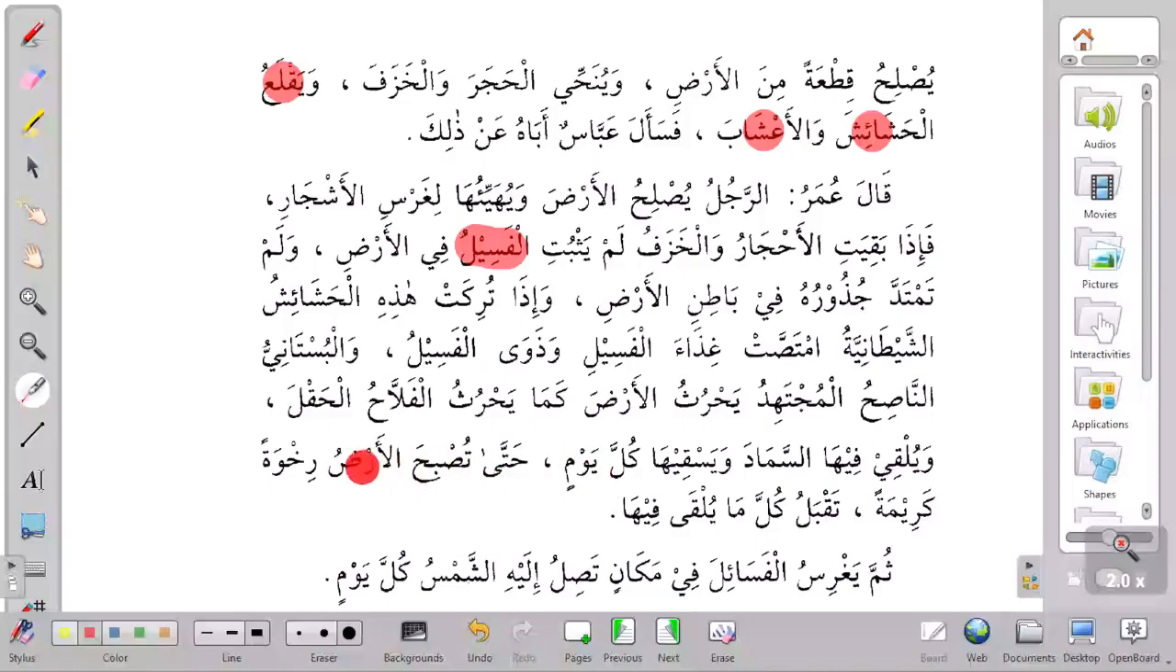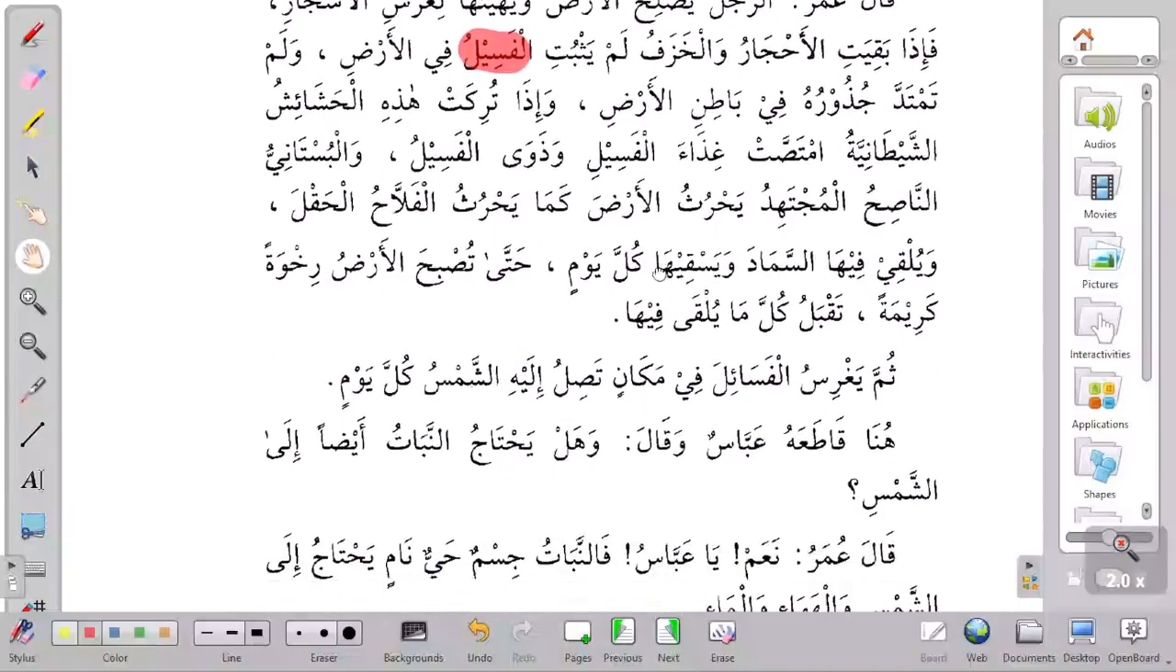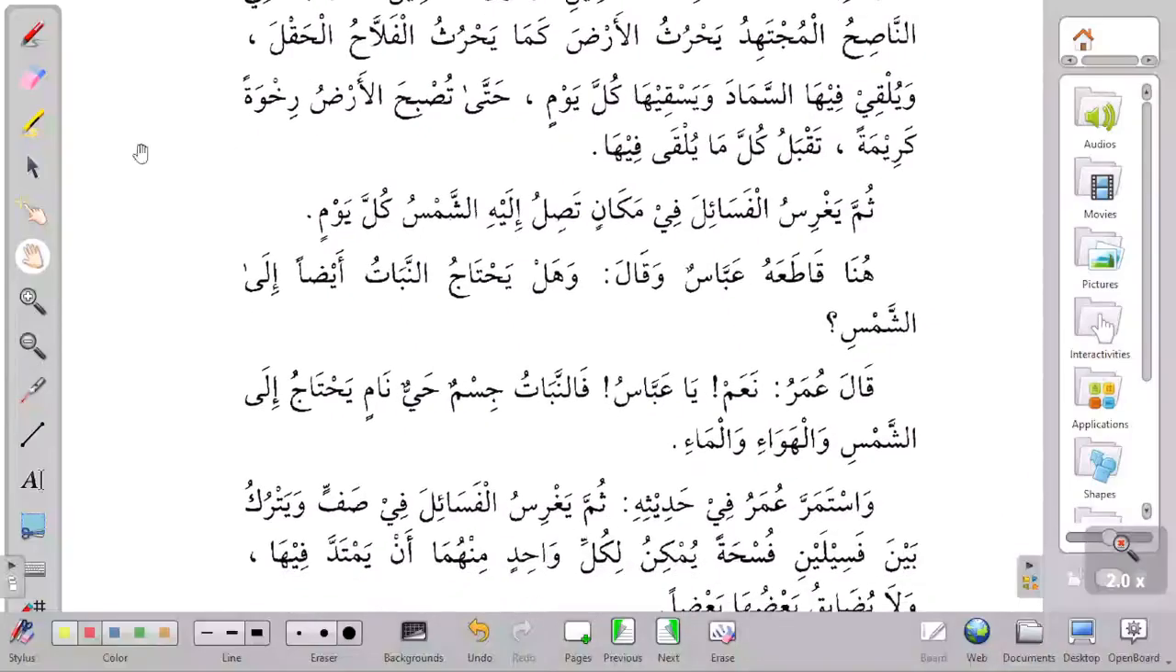حَتَّى تُصْبِحَ الْأَرْضَ رِحْوَةً كَرِيمَةً, until the earth becomes رِحْوَةً كَرِيمَةً. رِحْوَةً means loose. The earth becomes loose. كَرِيمَةً, precious or noble. تقبل كل ما يلقى فيها, it accepts whatever is being thrown in it. So if you come and implant anything, the earth will be able to provide it with nutrients such that the thing will grow. So it will accept anything that you put in it and give it nutrients for it to grow.